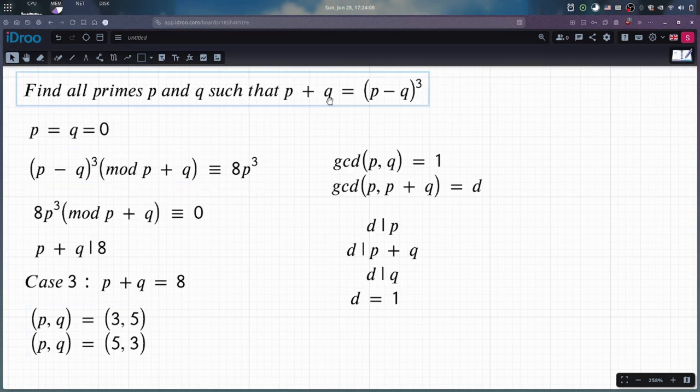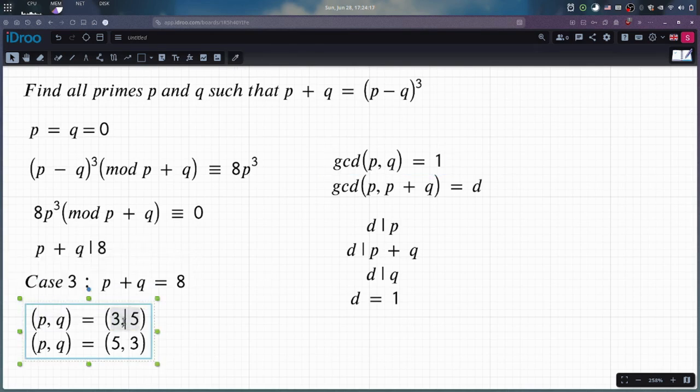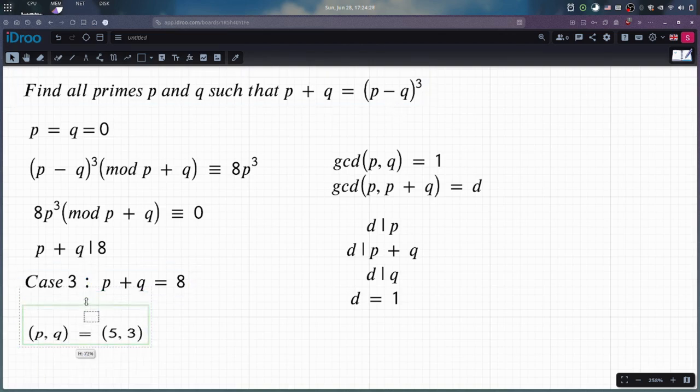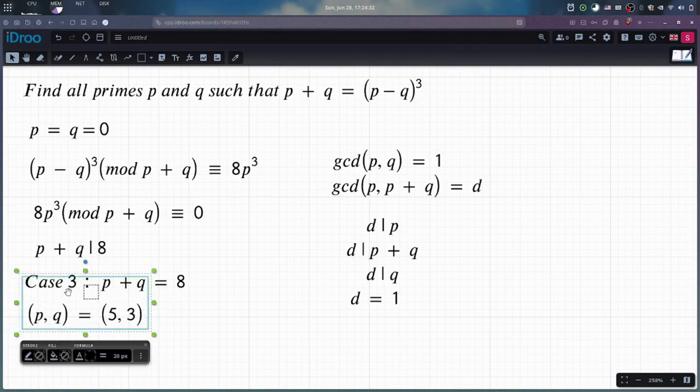this will be 3 plus 5, which is 8, and (3 minus 5) cubed is minus 2 cubed, which is minus 8, and that's not true. So the first one doesn't work, but the second one actually works. If you substitute, this is 5 plus 3, which is 8, and (5 minus 3) cubed is 8. So our answer is that these prime numbers are 5 and 3. P is equal to 5 and Q is equal to 3. That's it. Thank you.